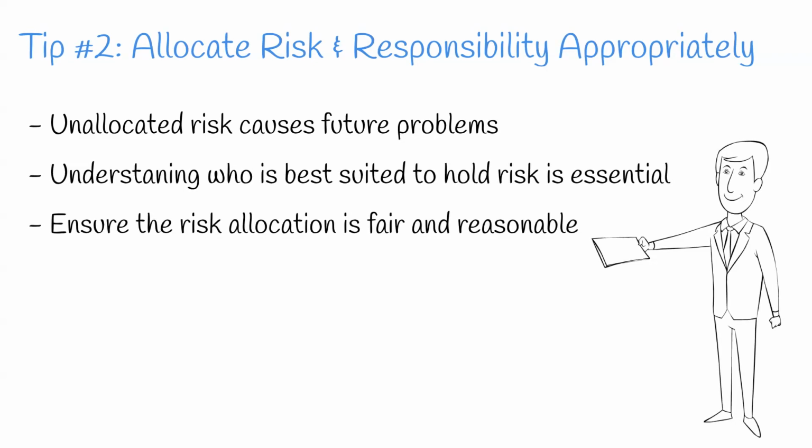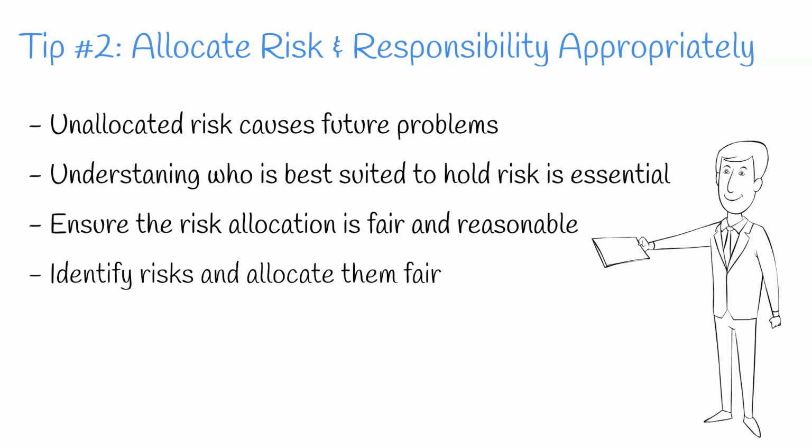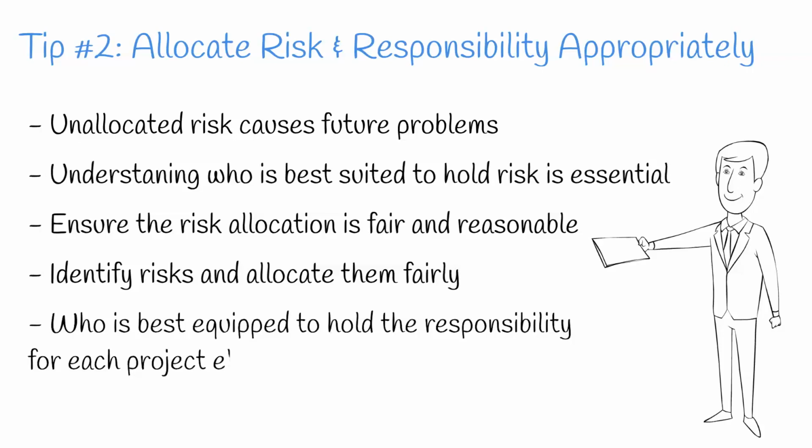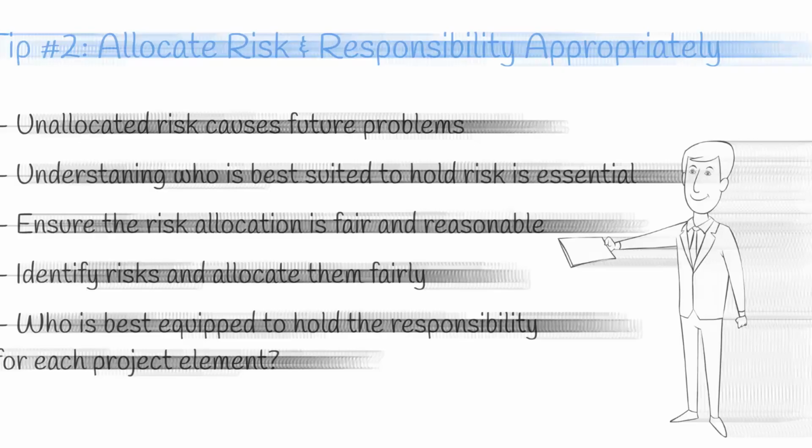To allocate risk appropriately, you should identify potential risks, such as delays, design challenges, and unforeseen costs. You should then consider which party is best equipped to manage those risks and develop a plan to allocate them fairly. By allocating risk appropriately, you can minimize potential conflicts and build trust with the other party. The same can be said for responsibility. You should ask yourself, who is best equipped to hold the responsibility for each project element? All projects are different, and there's never a one-for-all solution.